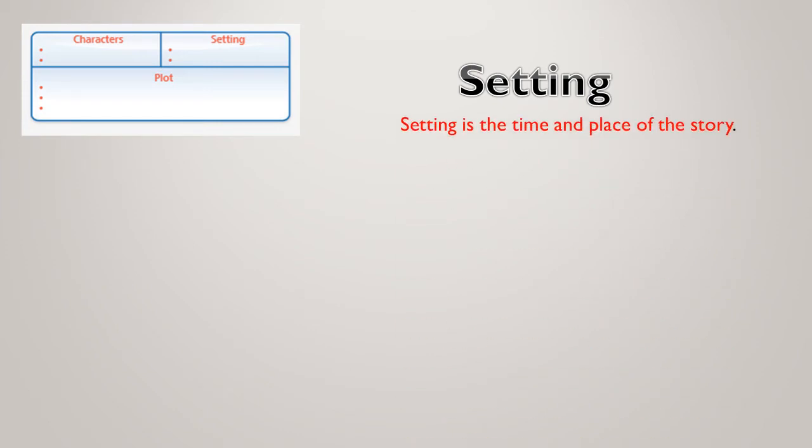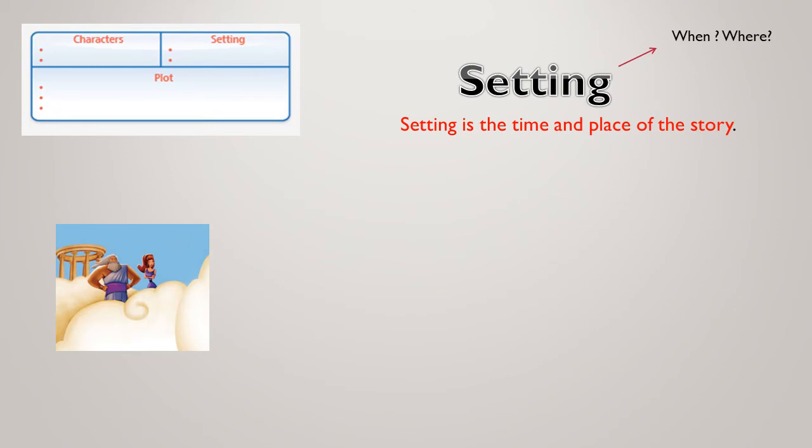Fantastic, guys. So the next thing we're going to look at is setting. Setting is the time and place of the story. When and where. If we start with place, we can see the story begins up in the clouds, and we know that Zeus lives on Mount Olympus. So this story takes place on Mount Olympus.